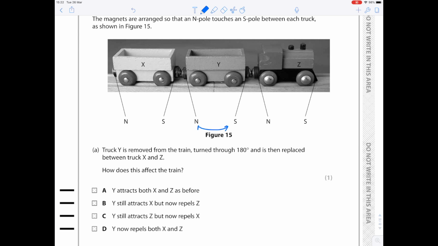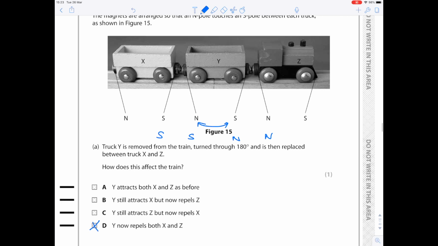Hopefully you can see that these poles would reverse, so you'd end up with two south poles next door to each other, two north poles next to each other, and therefore they would repel, which is why D is the correct answer here. Y now repels both X and Z.